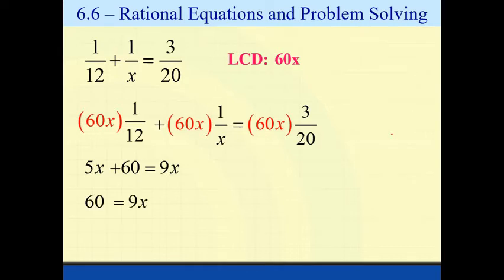Okay, so that's right. The x is going to be 15. So it would take 15 hours for the second pump. So that would be its rate.